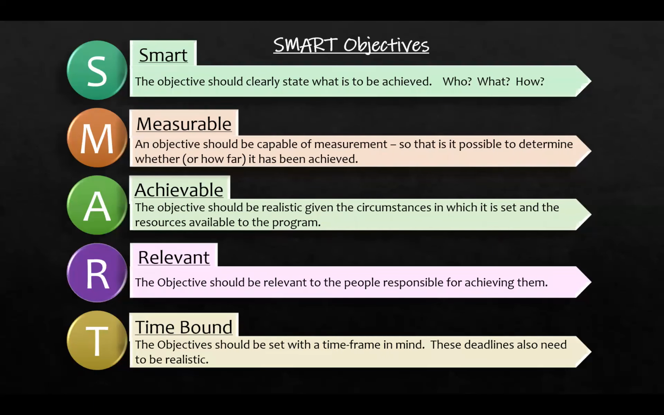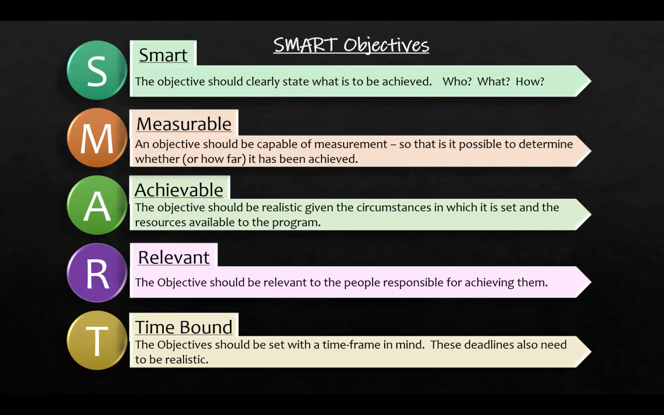And here is SMART objectives broken down, and this is a good tool to use when you're writing your objectives. SMART objectives should clearly state what's going to be achieved, who's going to do it, what's going to happen, how it's going to be accomplished. So you've got your who, what, and how started. Is it measurable? Can you measure a level of success? Can you measure something that was accomplished? It has to be measurable in order for it to be successful.